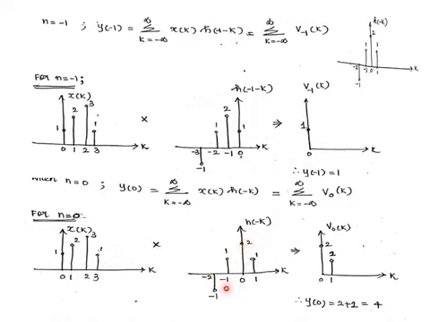Likewise, at minus 1 and minus 2, h of minus k has some value, whereas in x of k, its value is 0. So the product of these two is again 0. Now, if we look at v0 of k, it has two samples. As per the formula, we have to sum up the samples of all these products. So it will be 2 plus 2, which is 4. Now, y of 0's value is 4.